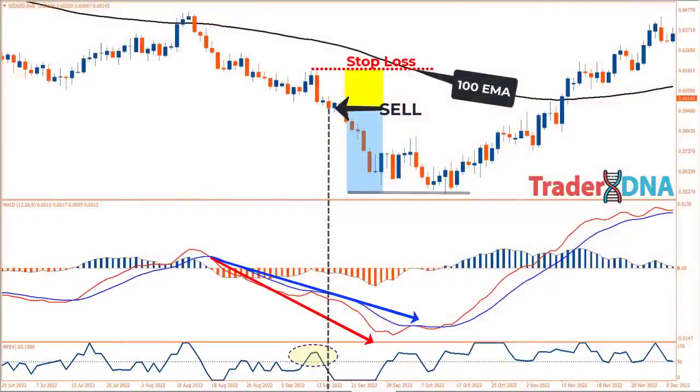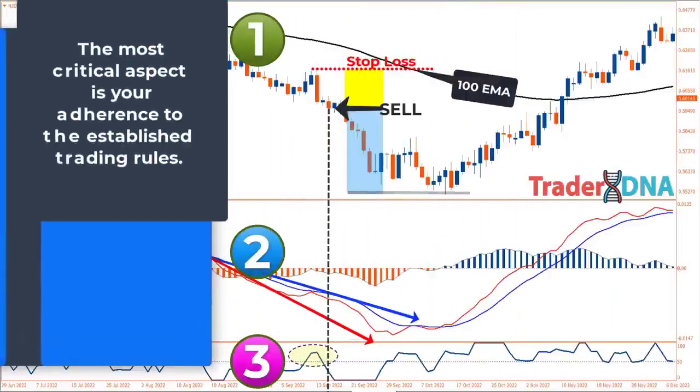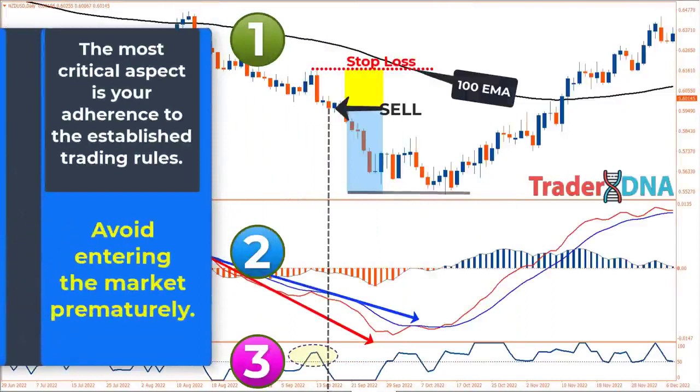Based on everything I've explained, you can conclude that all the indicators within this trading strategy serve a highly effective analytical function and complement one another. By leveraging the specific features of the 100-period EMA, MACD, and 4-period MFI, we can thoroughly and precisely assess the market. Therefore, it's entirely reasonable to consider the MACD Money Flow Index trading strategy as an exceedingly reliable approach. The most critical aspect is your adherence to the established trading rules. Avoid entering the market prematurely if all the trading rules are not met flawlessly.